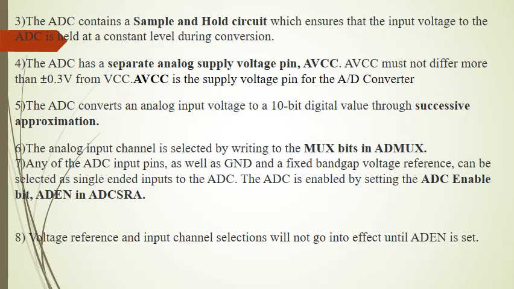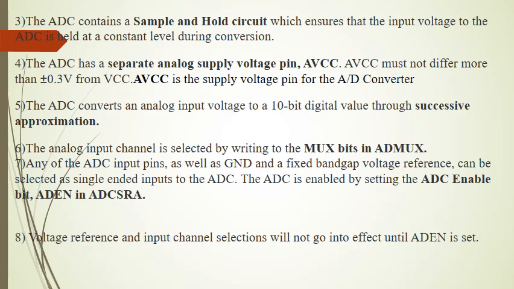Now coming to the next block of the analog to digital converter, that is the sample and hold circuit. The function of the sample and hold circuit is to ensure that the input voltage, that means the analog input given to the converter, is maintained constant while the analog to digital conversion is taking place. That means unless and until the conversion is finished, the other input should not be taken in. Then the next pin, as we have already discussed, is AVCC, which is the supply voltage pin.